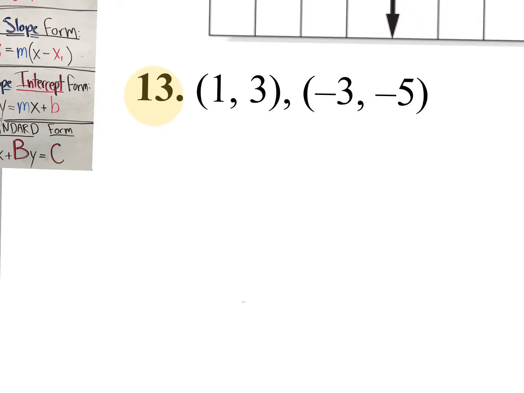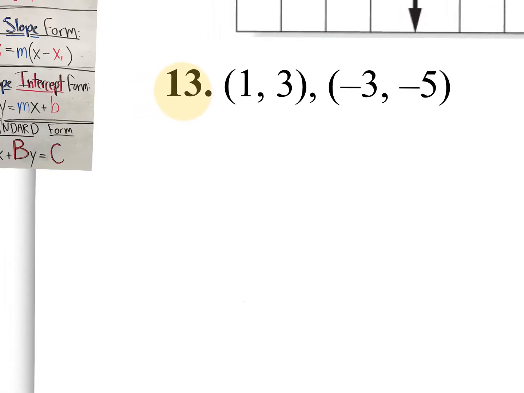Okay, so 13. They give us 2 points. What are points? They're coordinates. They're ordered pairs. They're a pair of numbers in order. X is first, Y is second. We call this our first point, x1, y1. This is xy, but from your second point. So that's why we label it x2, y2.